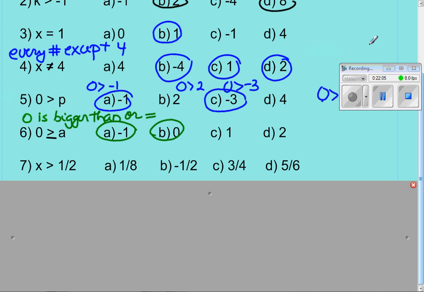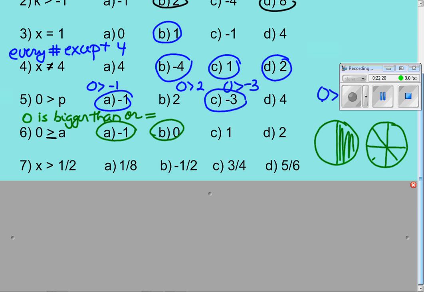Draw a picture if you have to. Here is a half of a pie. What does an eighth of a pie look like? How many divisions? I'm going to do 8. Okay, here's an eighth of a piece. Is half bigger? Oh, no, never mind. You're right. Is 1/8 bigger than a half? No. Now that's a positive number.